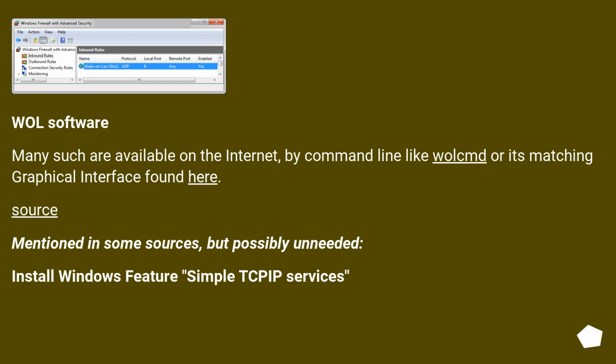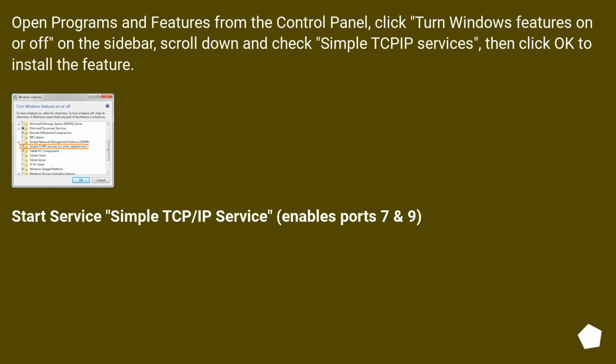Install Windows feature Simple TCP/IP Services. Open Programs and Features from the Control Panel, click Turn Windows features on or off on the sidebar. Scroll down and check Simple TCP/IP Services, then click OK to install the feature.